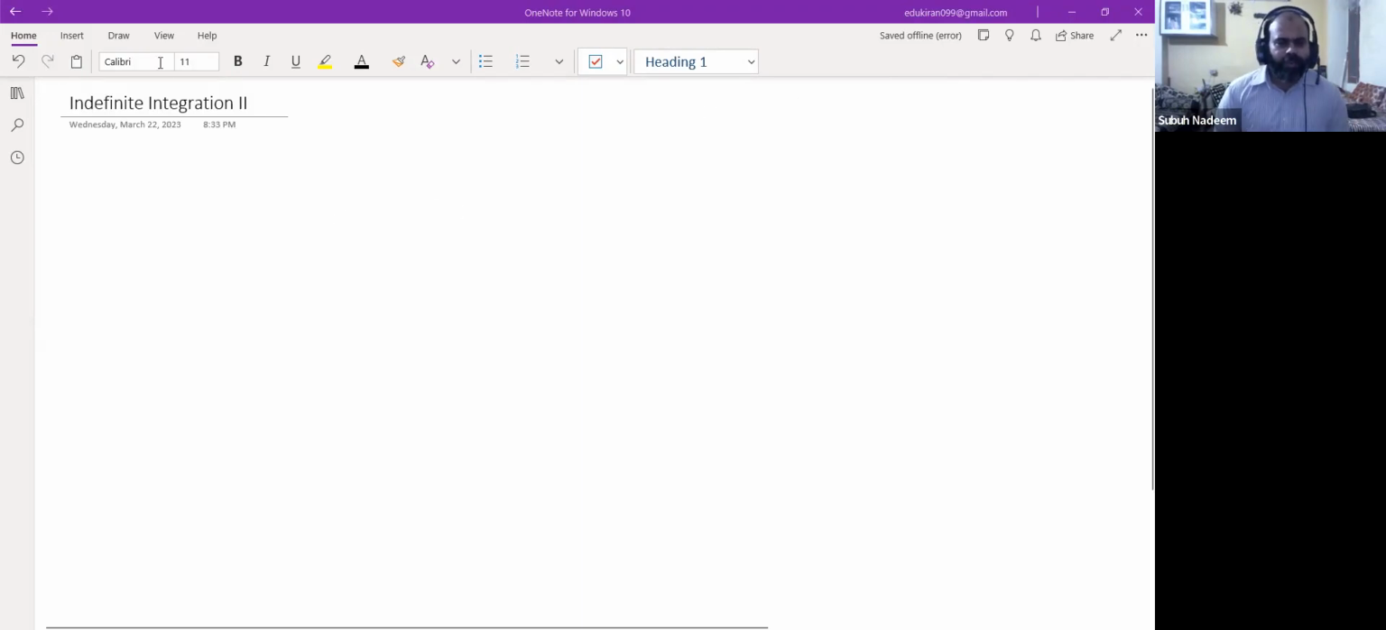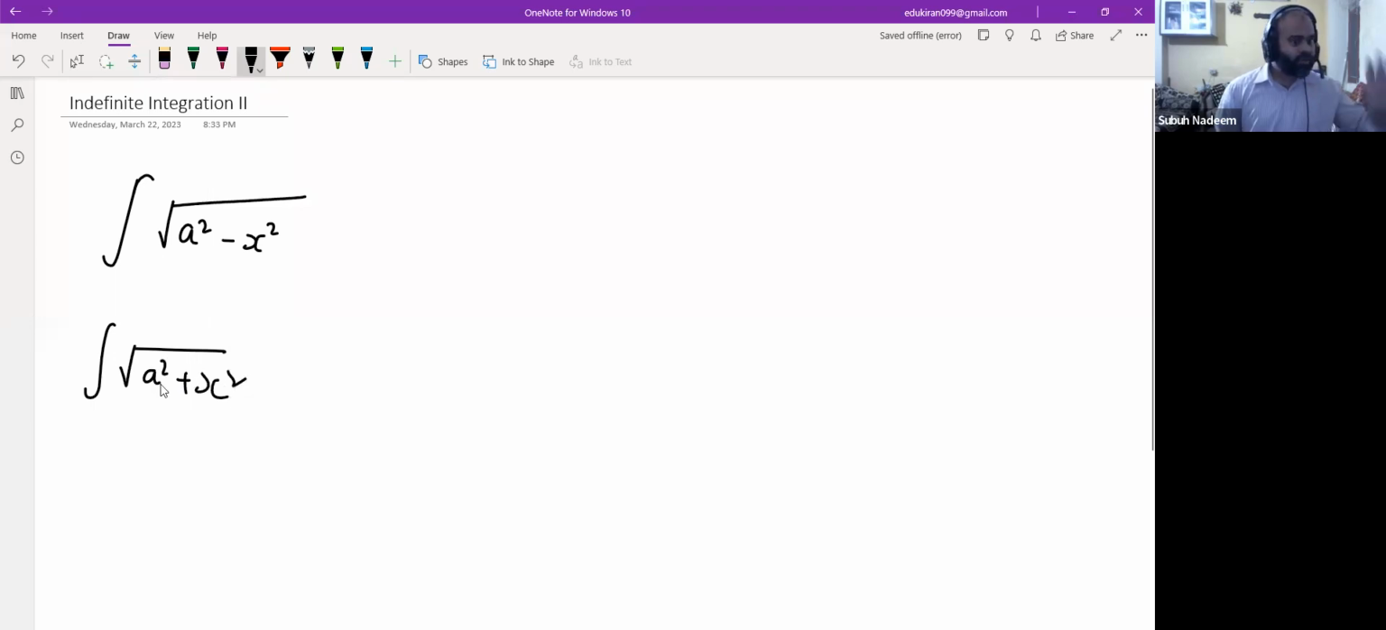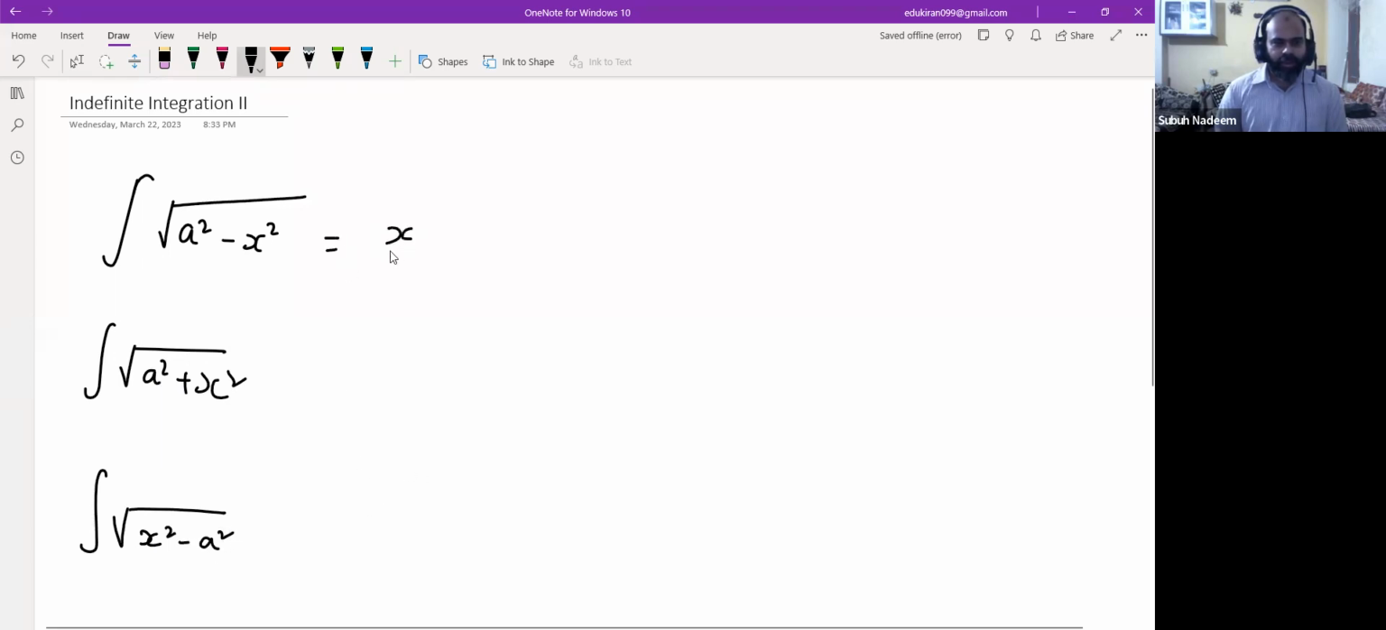So, indefinite integration part 2, as I told you in the last class, we have to do a few more formulas. Like we have integral of root over a square minus x square, integral of root over a square plus x square, integral of root over x square minus a square. So the first one will be x by 2 root over a square minus x square, plus a square by 2 sine inverse of x by a plus c.